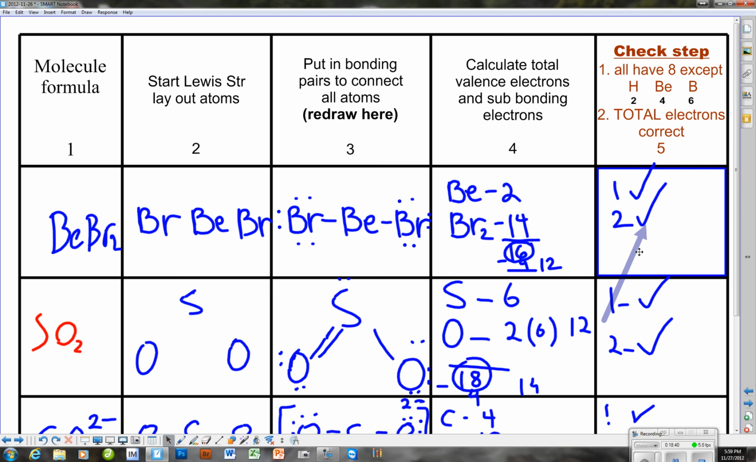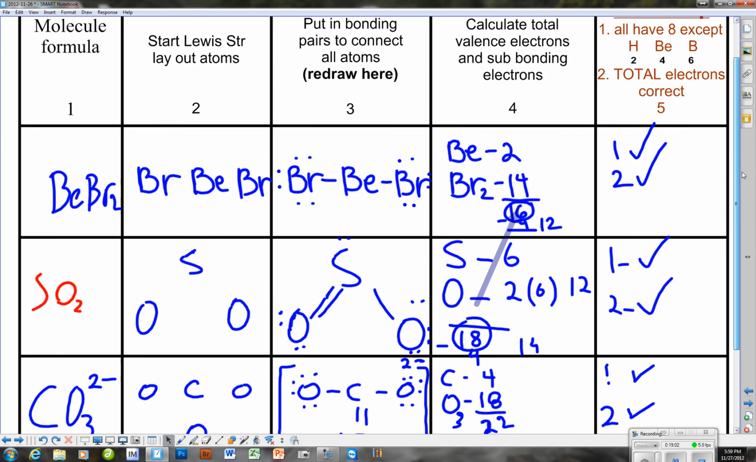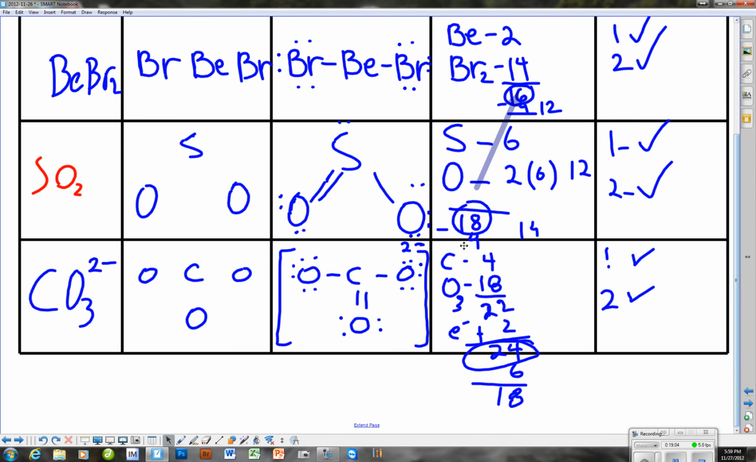Rule number 2 got checked off because the total electrons counted up to be what the 16 number was. So we had 8 around this bromine and 8 around this bromine. The 2 together total up 16. And that gives us a total of 16, so we are sure that that one matches. So this is a good Lewis structure. So we carry on and do the second.